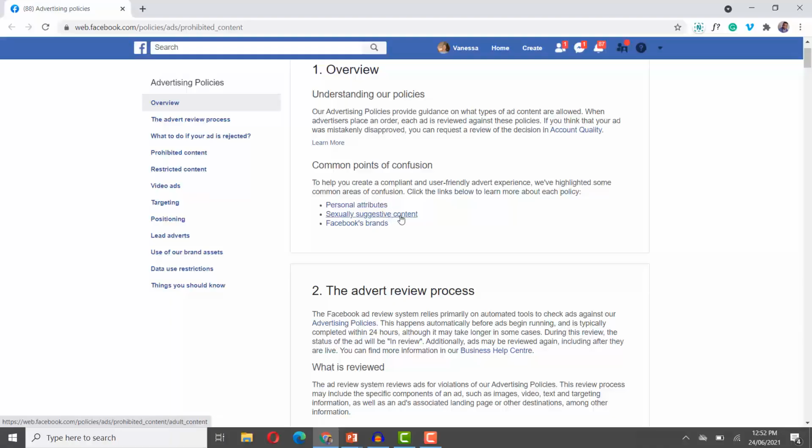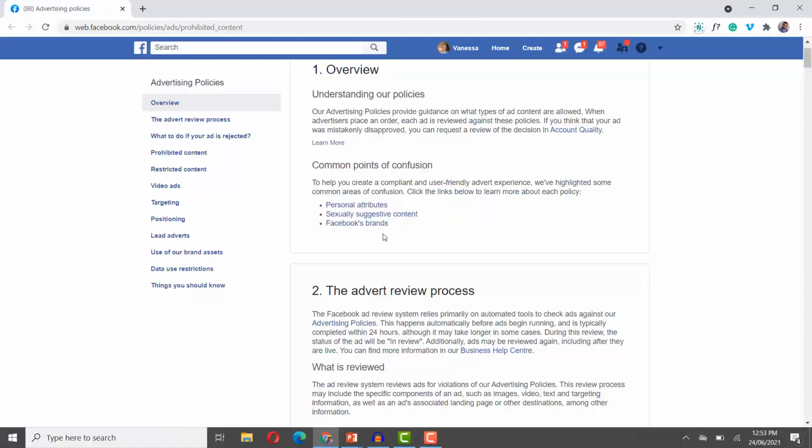Okay, and then we have the common points of confusion. We have personal attributes, sexually suggestive content, and Facebook brands. There are a lot more. I will go through most of them, but I want to read what it says here: to help you create a compliant and user-friendly advert experience, we've highlighted some common areas of confusion. Click the links below to learn more about each policy. So these are the frequently violated policies, and Facebook just highlights them. I'm going to start from Facebook brands.